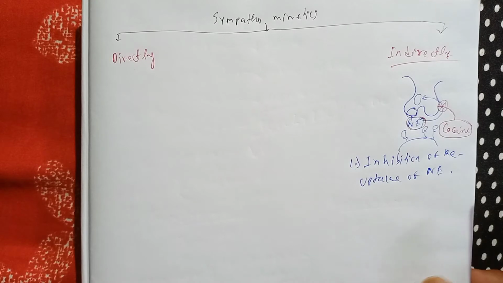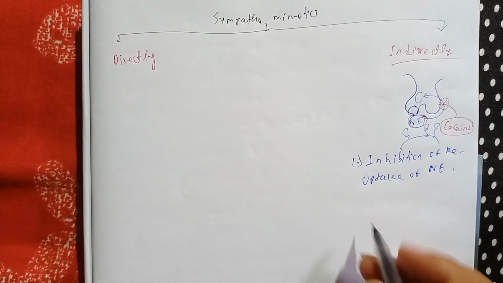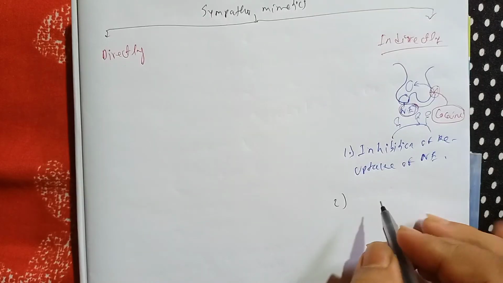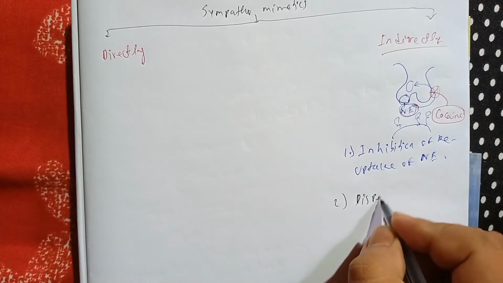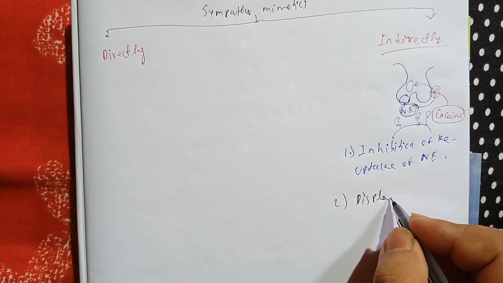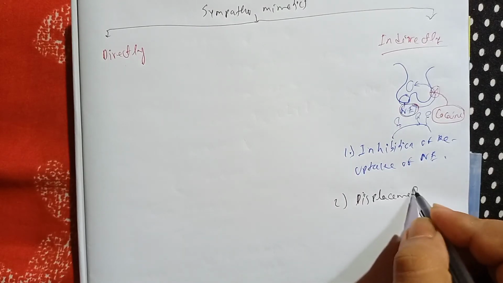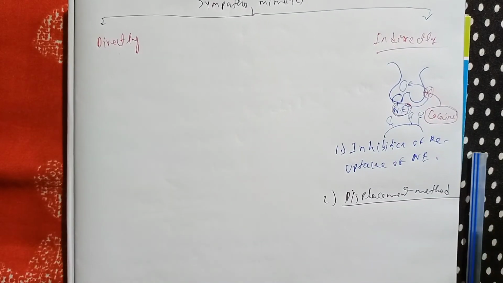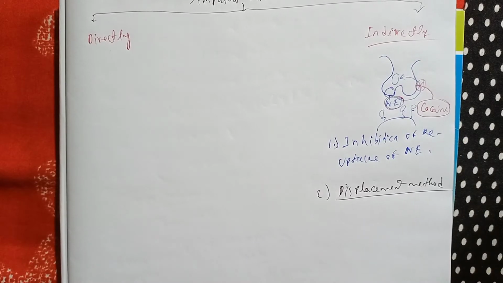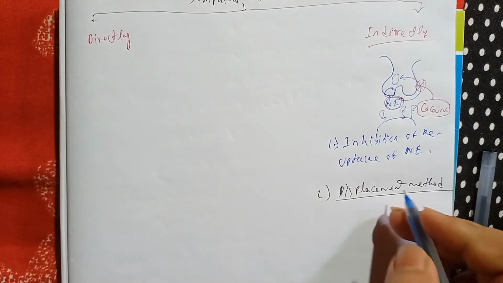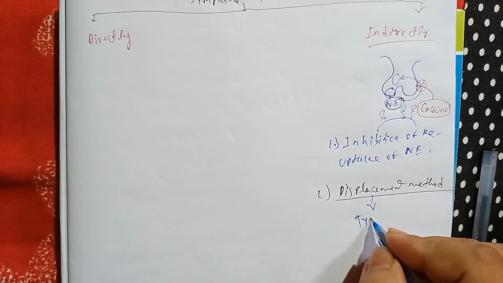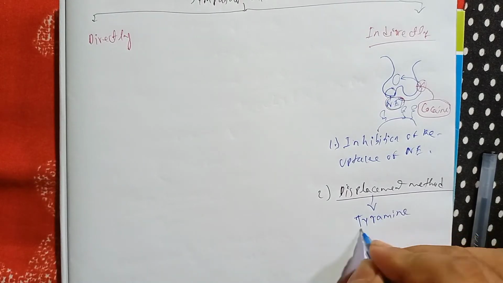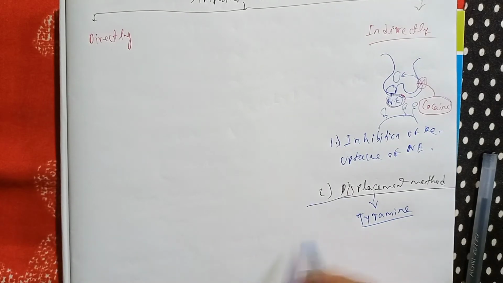Now there is one more process that is called the displacement method. The displacement method is also a basic concept. To understand it, we should have very good concentration here, otherwise you will not get the idea. The drug we are using here is tyramine, of course many of you know it. Now see the concept here.